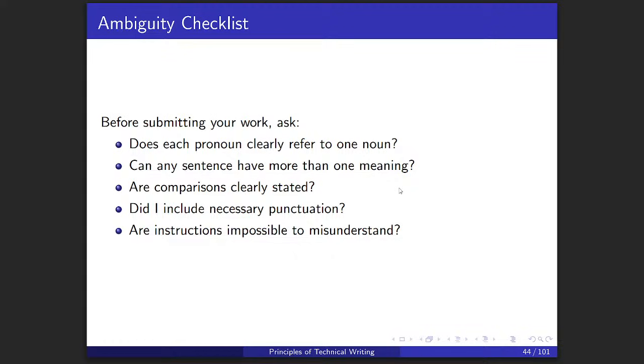Now, the ambiguity checklist. This is what you need to check to see whether ambiguity is occurring in your paper. Does each pronoun clearly refer to one noun? Can any sentence have more than one meaning? Are comparisons clearly stated? Did I include necessary punctuation? Are instructions impossible to misunderstand? This is the checklist for ambiguity.